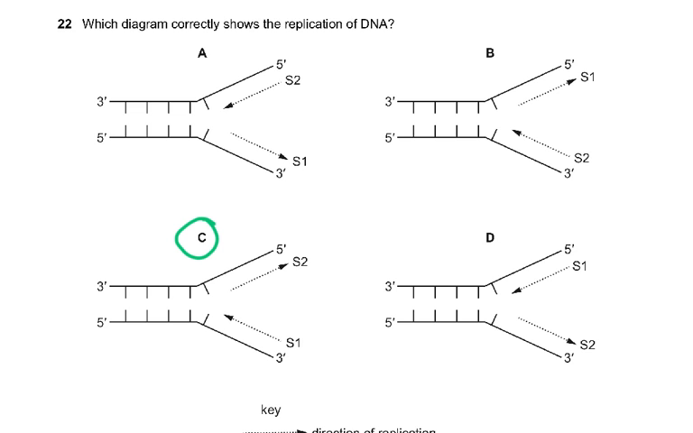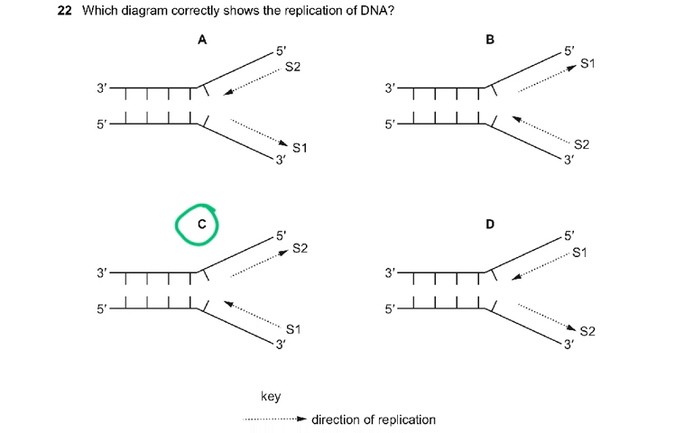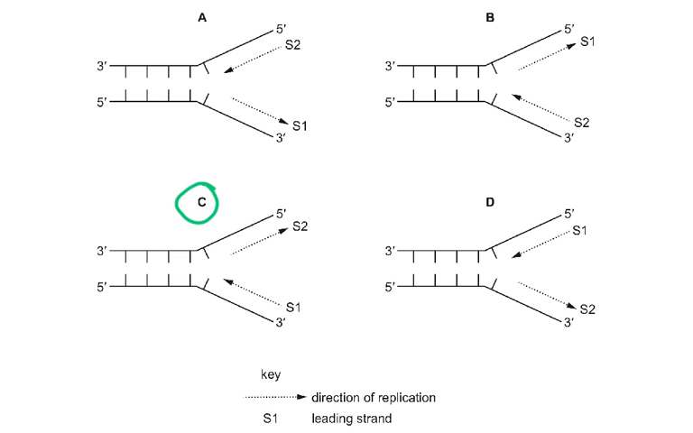Why is the answer C? Because if you look at it, S1 is the leading strand. So S1 is always in a 5 to 3 direction, and it has to be the 3 here. So this is the 5 to 3 direction. In all these, this was wrong. This was wrong here. Here it is S2 that was wrong. S1 is the leading strand.